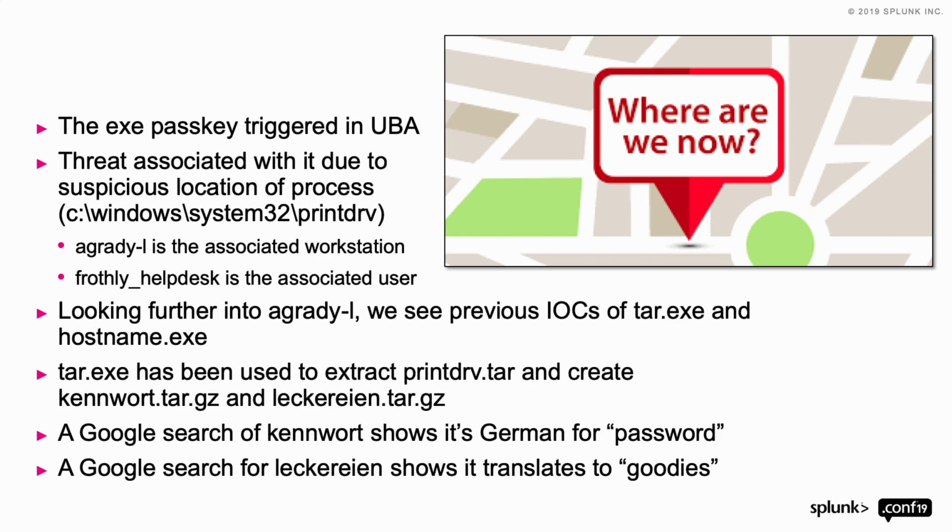So I'm not going to read through all of this, but this is what we just walked through, right? The suspicious print driver, Windows System 32 print drive. Grady is completely hosed at this point. Frothley help desk, like that doesn't make sense because it doesn't actually exist inside of the system. We see previous IOCs of tar and hostname. Googling for those is correct, what he said. I just typed those words into Google and I got password and goodies. So sweet things, goodies, probably, yeah. So that's threats.